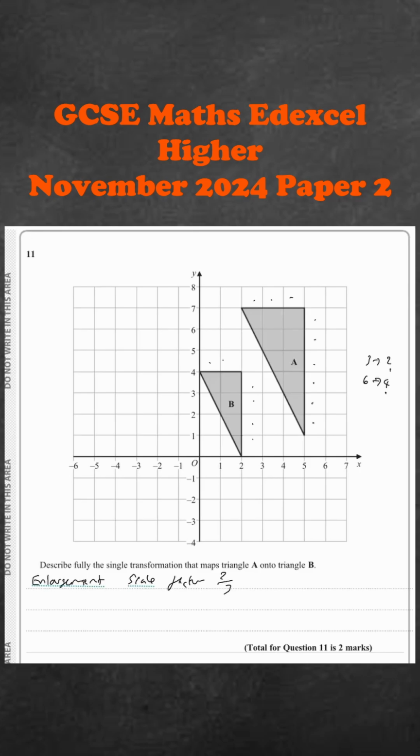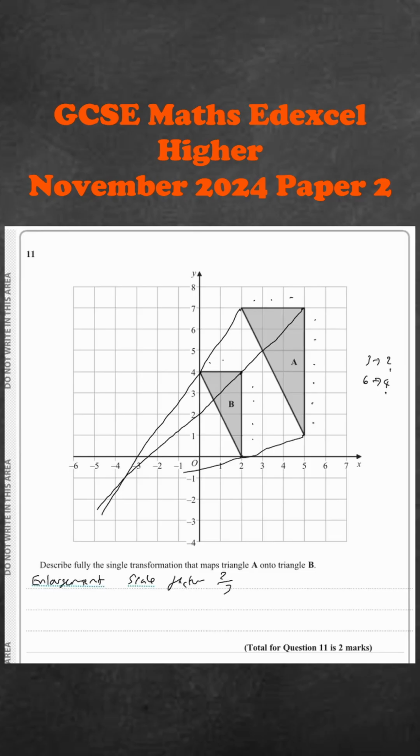And to find the center of enlargement, we just need to draw straight lines between similar points. So I'm doing this on my iPad, so I don't have a ruler here, but you basically need to draw a line, making sure you go through both of the similar points.